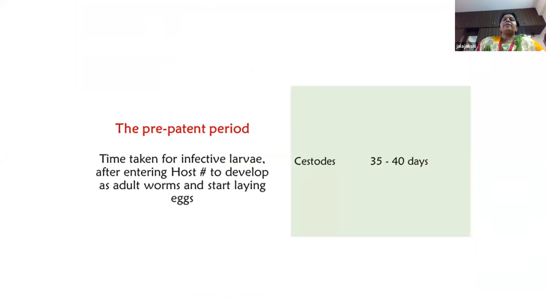What is the prepatent period? It is the period between the infection with a parasite and production of eggs by a female worm. It is called the prepatent period, and generally cestodes may take 35 to 40 days as a prepatent period for their development. This period is equivalent to the incubation period of microbial infections, but biologically differs because the parasite is going through various developmental stages in the definitive host.